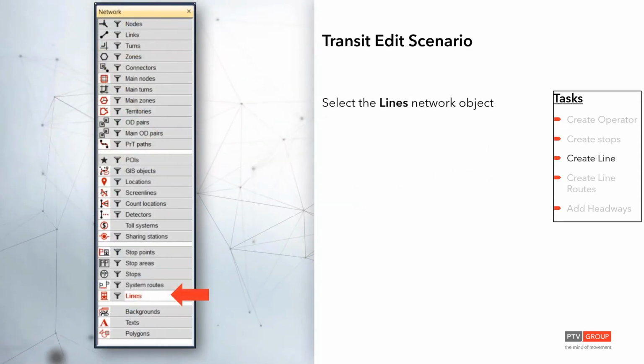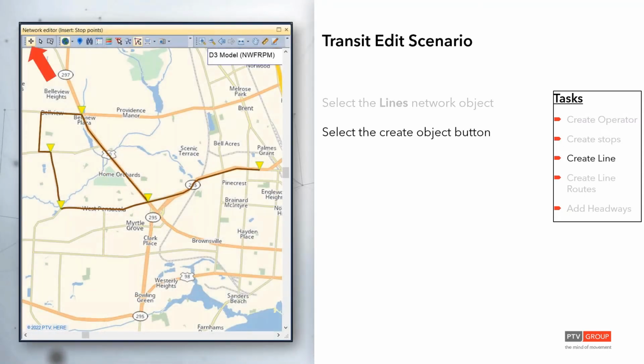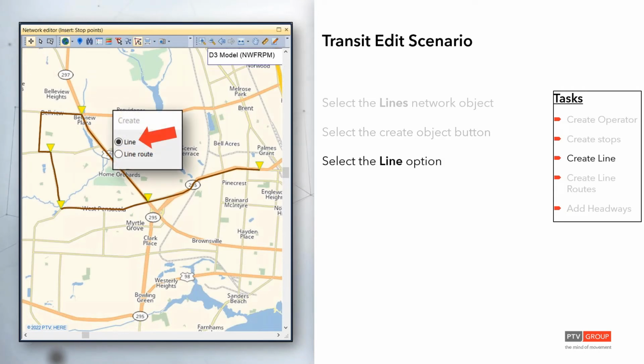So now that we have our stops, I'm going to jump over into the next section, which is going to be adding that actual line and line route through the network. So you're going to select lines and you hit the create option. And there's 2 portions of the line that we're going to need to actually create. One is the line itself, and then the other one is the line route.